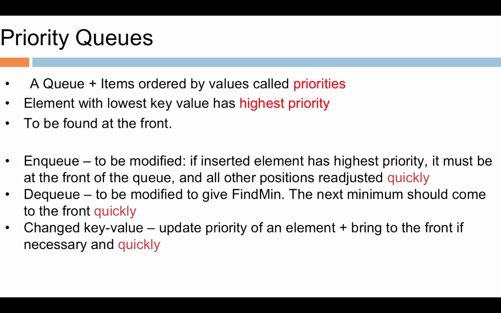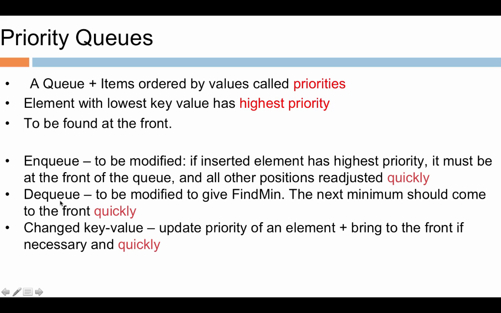That is, it is a queue first of all, which means elements are enqueued and dequeued, but the items can be ordered by certain additional values called priorities. The element with the lowest key value has the highest priority, and this one is always to be at the front. That is, the element of the highest priority will always be at the front of the queue. Therefore, what are all the things that we must do? The enqueue function has to be modified. If we insert an element at the rear of the queue and it has the highest priority, it must somehow be ensured that it comes to the front of the queue, and all other positions must be readjusted. Very importantly, it must be readjusted quickly.